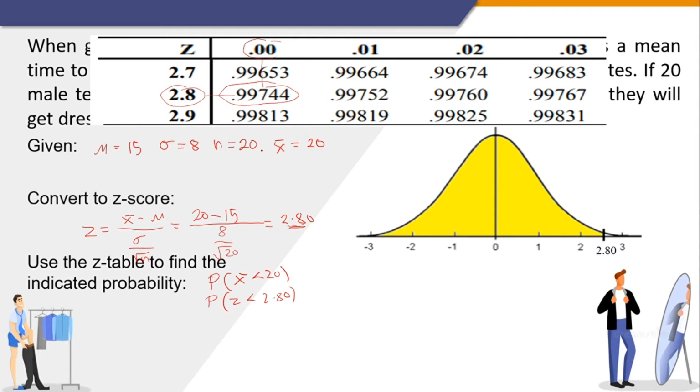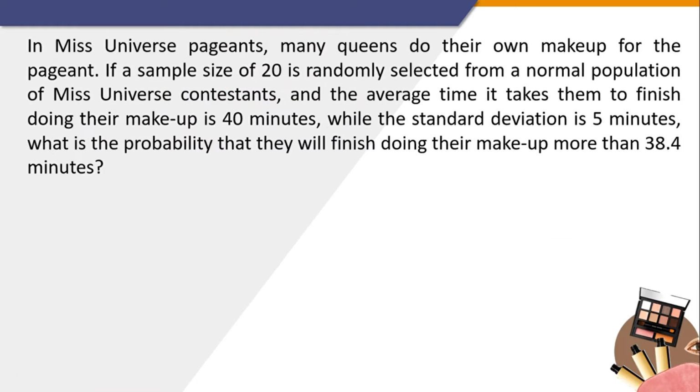So, we have 0.99744 or 99.74%. Therefore, the probability that the male teenagers will get dressed in less than 20 minutes is 99.74%. So, dito sa shaded area is yung 99.74%. Okay, so let's move on to the next example.